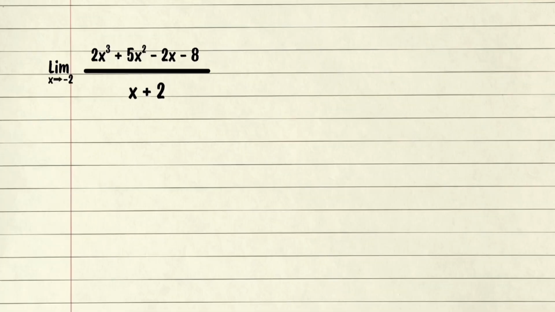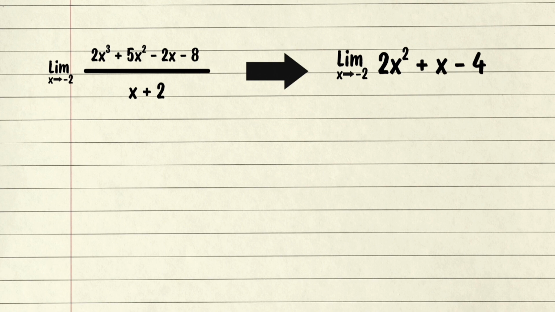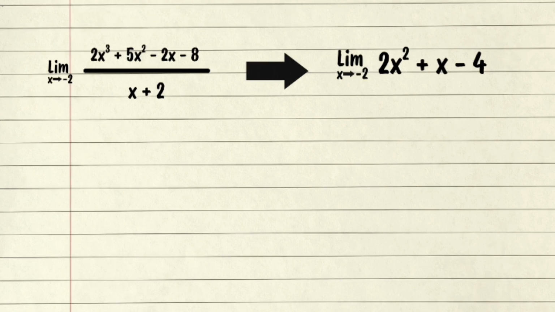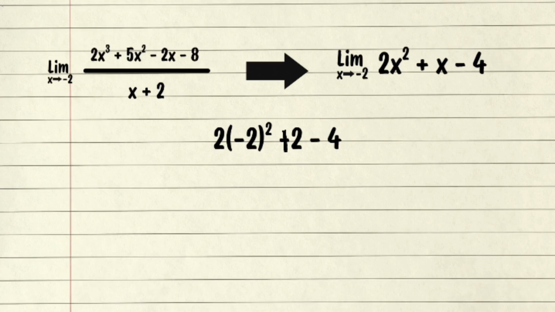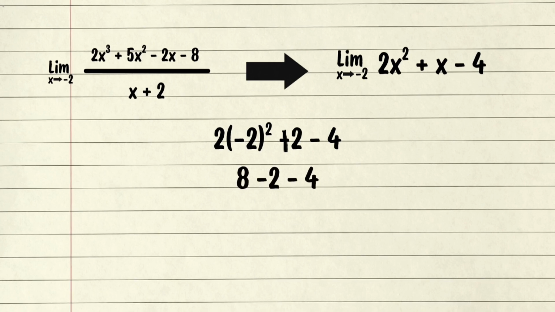2x squared plus x minus 4 is the final answer, or the simplified form of our expression earlier. So to solve now, the expression is the limit of 2x squared plus x minus 4 as x approaches negative 2. We will now substitute the value of x, which is negative 2. So, this will be 2 times negative 2 squared plus negative 2 minus 4. Negative 2 squared is positive 4, and positive 4 times 2 is 8. 8 minus 2 is 6. 6 minus 4 is 2. And this is the limit or the final answer.